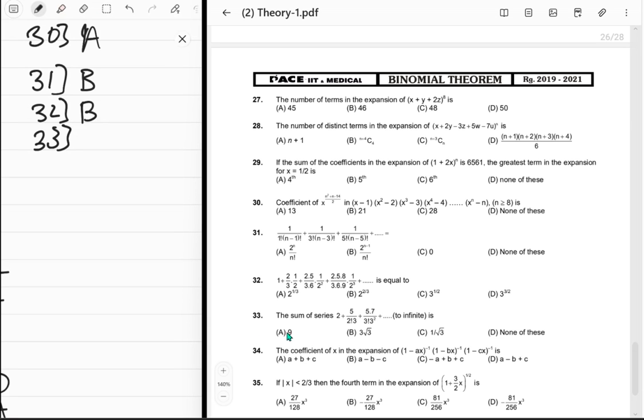Okay. 33 is sum of the series 2 plus 5 upon, what's this, 2 factorial times 3? This is getting bad. 5 upon 2 factorial. Okay, now I'm just not going to talk.